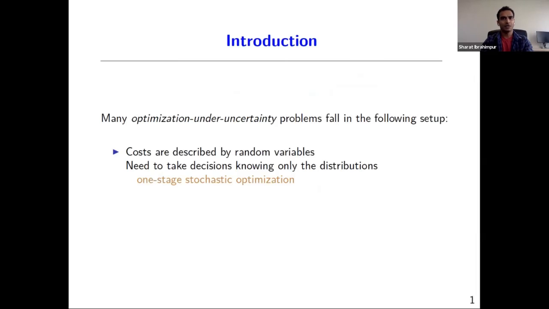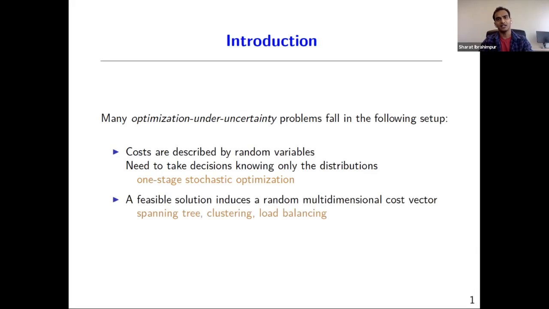This work is motivated by growing interest in optimization under uncertainty, where many of the problems fall in the below setup. We have costs that are described by random variables, and we need to take decisions while knowing only distributional information of these costs. This is sometimes called one-stage stochastic optimization. Each feasible solution induces a random multidimensional cost vector. Let me mention two concrete problems to elaborate on this point.